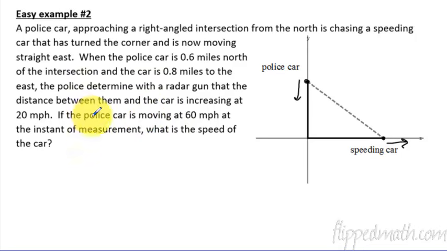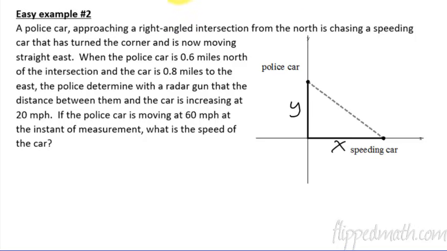As I go through, I'm going to try and figure out what is the question it's asking. If the police car is moving, blah, blah, blah, what is the speed of the car? What is the speed of what car? If the police car is moving at 60 miles per hour at the instant of measurement. So I have found it useful to try to label some things with variables. I'm going to call this side y and this side x, which just makes sense because it's on the x-axis and it's on the y-axis for my picture.